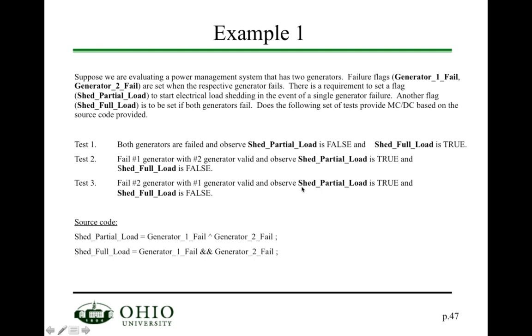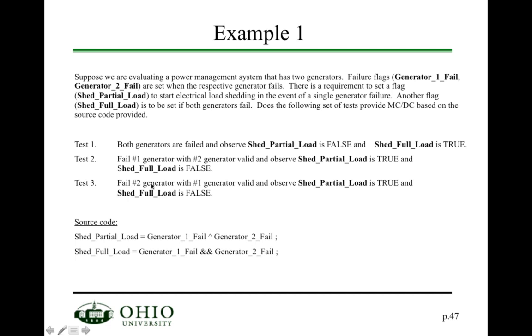Okay, now the person that took this requirement developed 3 test cases. It says both generators have failed, and let's fail both generators and check that shed partial load is false and shed full load is true. In other cases we fail generator 1 and keep generator 2 up and running and make sure that shed partial load is true and shed full load is false. So these are the outcomes that should be based on this requirement.